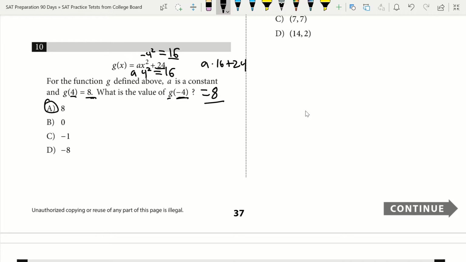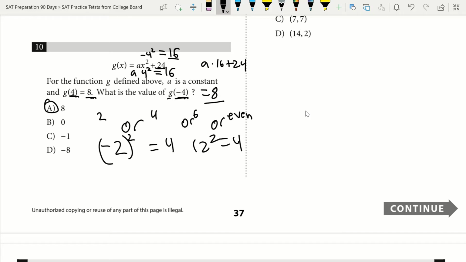So as far as things to put in your notes for that one, the big thing is understanding that if we're asked to solve for g of a number, and then also g of a negative number, or something like that, and it's squared, or it's to the 4th power, or to the 6th power, or anything to an even power, it's going to be the same number. If it's a negative, for example, negative 2 squared, that's going to give us 4. 2 squared is also going to give us 4. So it won't matter if it's negative or positive. If it's raised to an even power, it will always be positive and it will be the same number. So make sure you put that in your notes for number 10.